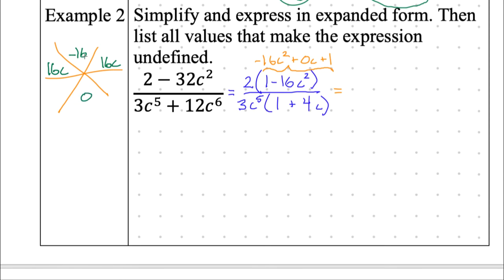What times what is 16 that also adds to 0? Well, 4 and negative 4. Reducing these by dividing by 4, it's going to have 4c and 1, and 4c and negative 1. And that's exactly what it's going to be.